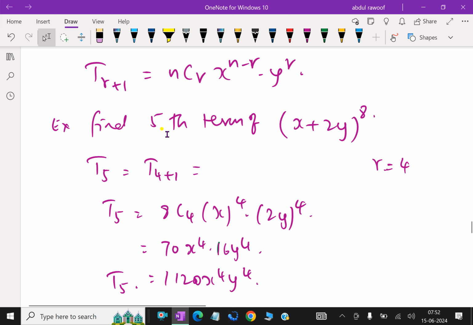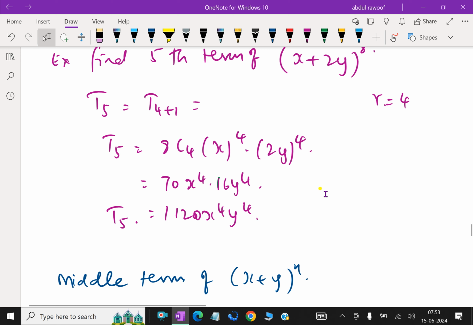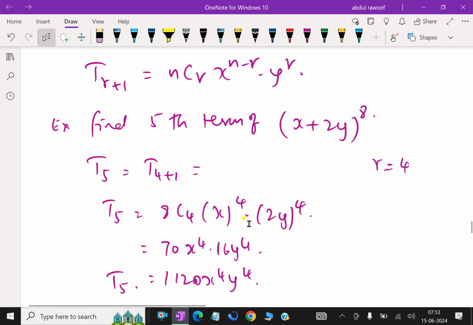For example, find the fifth term of (x plus 2y) power 8. Here, the fifth term means T5, which is T 4 plus 1. That is, T r plus 1 is the general term where r equals 4. Use r equal to 4 here. That is T5 equals 8C, because n is 8, 8C4, r is 4, into x power 8 minus 4, that is 4, and (2y) power 4. So which is 8C4 into 2 power 4.